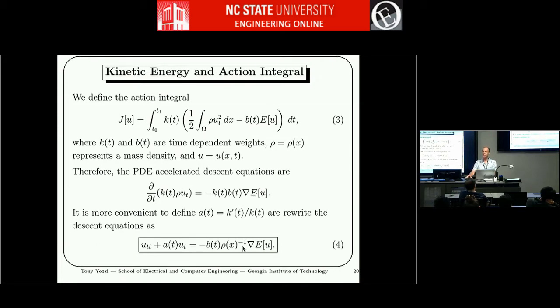So if you notice, how does this differ from gradient descent? Gradient descent would be one time derivative over here equals minus the gradient. Now it's that the acceleration, two time derivatives, is equal to minus the gradient. These are just some multiplicative terms. This is the 1 over the density. You can just set the density to 1. That'll go away. This b of t is just what you choose to multiply this by. In reality, all you need to guarantee friction is this.